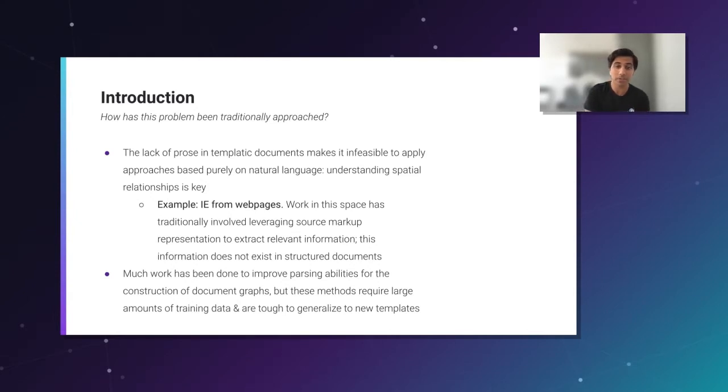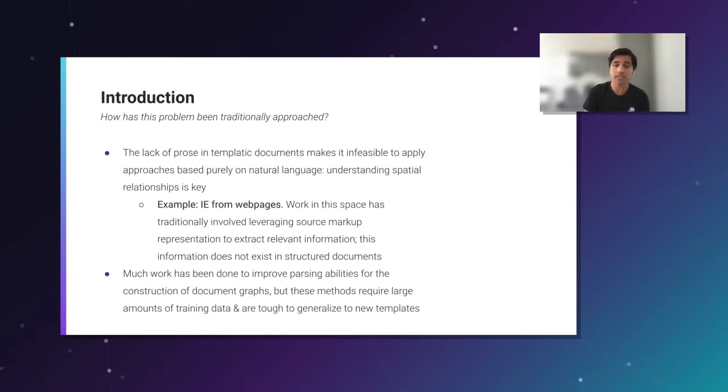As an example, an intermediate way of doing this is information extraction from web pages, where work in the space involved leveraging source markup representations to extract relevant information. Of course, source markup doesn't exist for structured documents like PDFs, so we can't entirely use that kind of a template to extract information. Instead, we'll have to purely use visual and natural language-based cues.